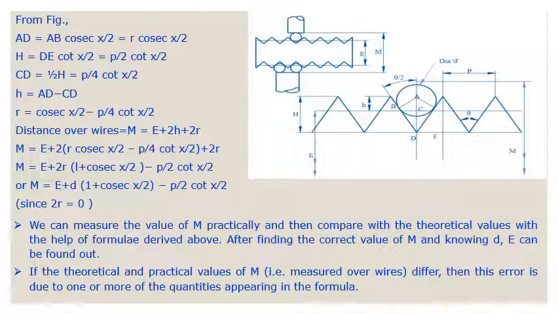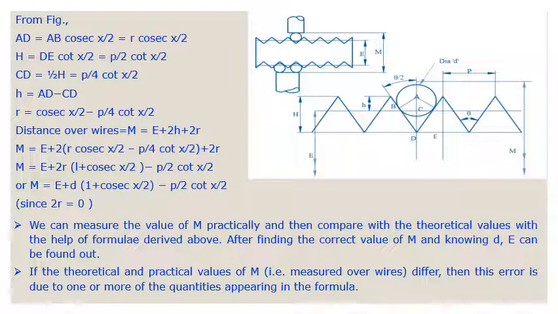Now the distance over the wires, m, is given by m is equal to e plus 2h plus 2r, or m is equal to e plus 2 of r of cosecant of x by 2 minus p by 4 of cot of x by 2, plus 2r.